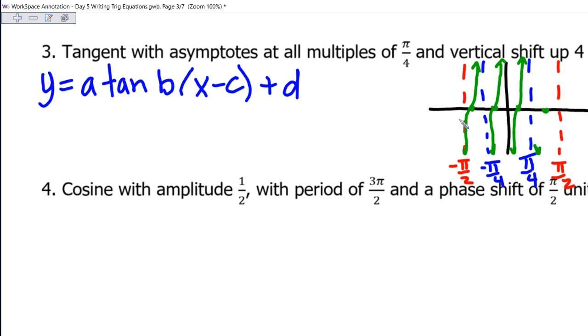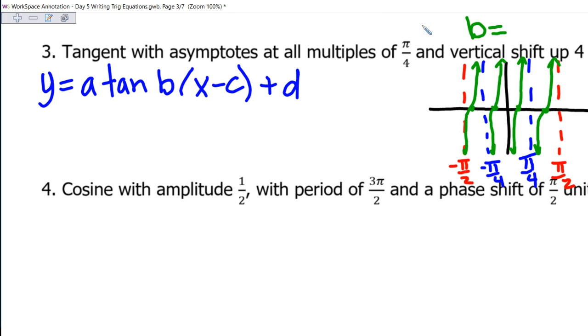So this is actually telling me, when they told me that the asymptotes are at all multiples of pi over 4, they're actually telling me that what changed on the graph? The period, right? Because now what's the period? Pi over 4. So this is actually telling me that, hey, your B value changed. So if the period changed, that's your B value.